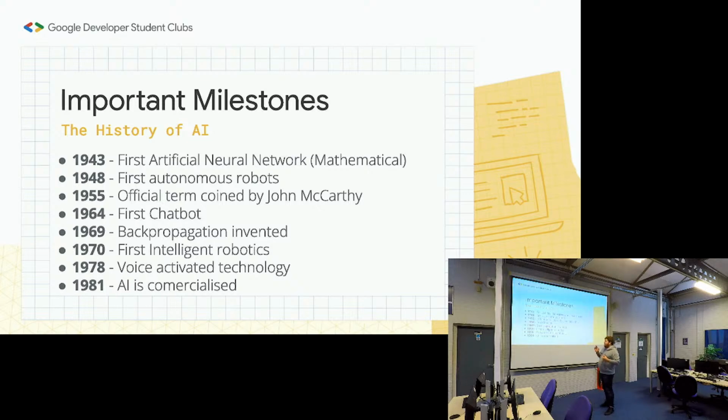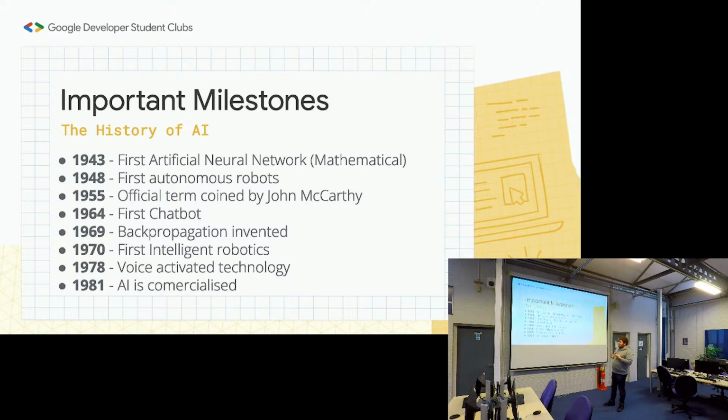1955 is when the term AI itself was actually coined, and this was by John McCarthy, who was an American computer scientist for the Department of Defense. He would then go on to Dartmouth College, which is in, I think, Connecticut. He went on to found the first artificial intelligence conference.